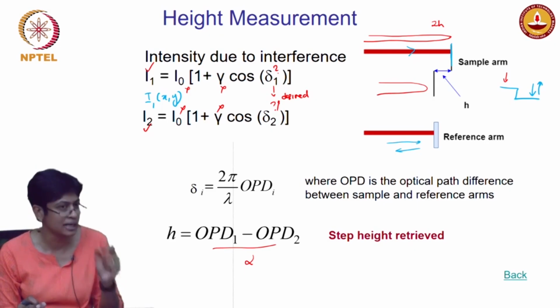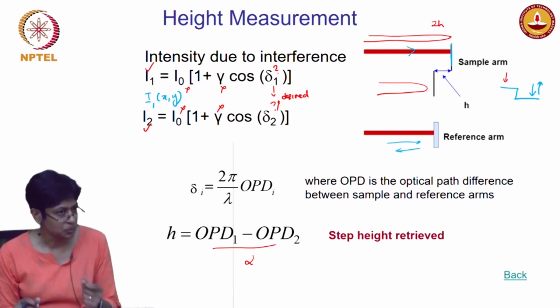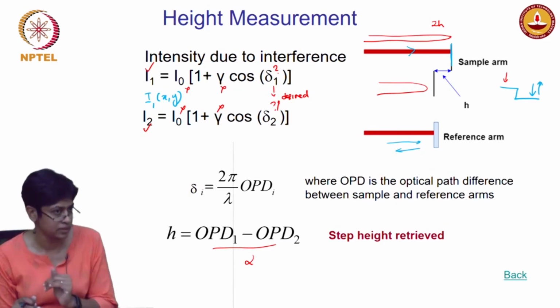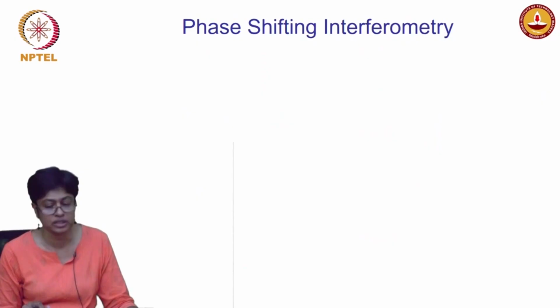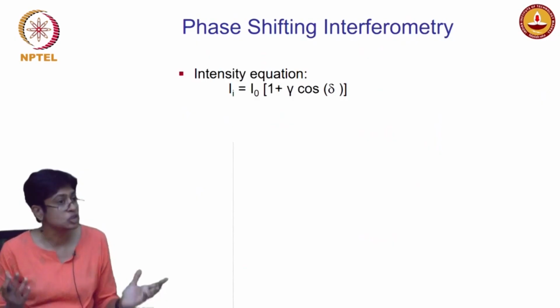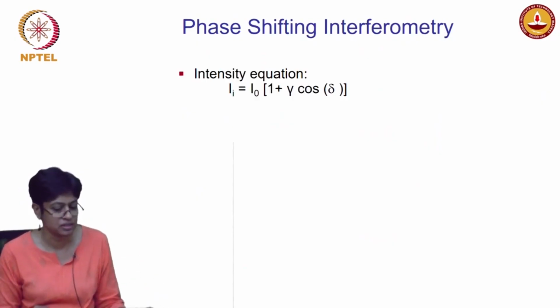So you don't want to calculate I naught and gamma in that sense. But what I can do is this. If somehow I can introduce a known phase change, okay, then I can make another measurement. I haven't changed the intensity of the beams involved in the interference, but I am introducing a known phase change. So how do I do that? This is called phase shifting interferometry.